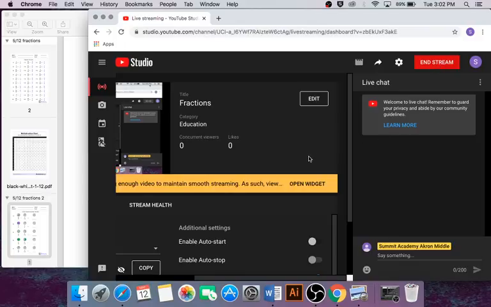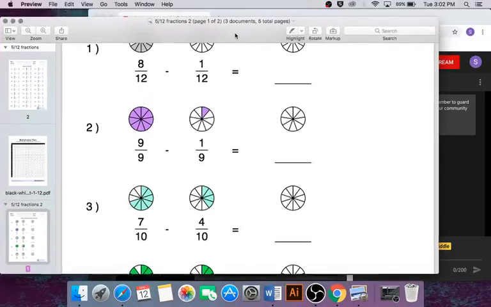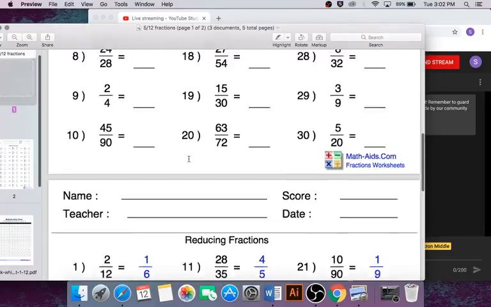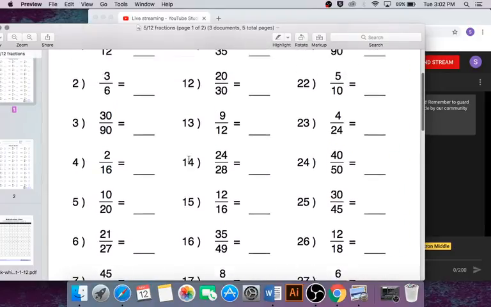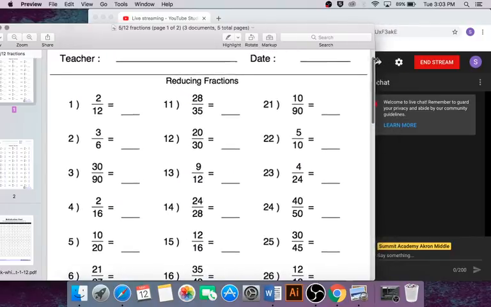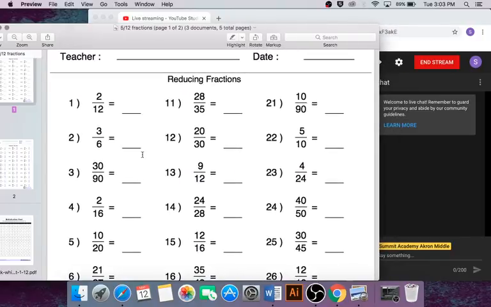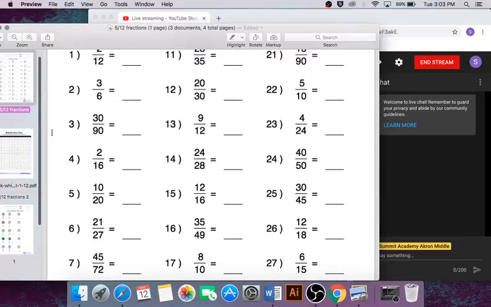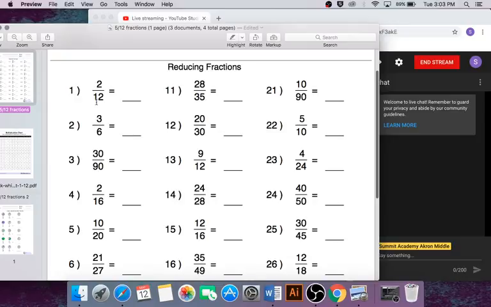A great weekend. Today we're going to start with simplifying fractions, and then we're going to do some subtraction of fractions. So for reducing fractions, I just wanted to go over how to do that with a multiplication chart.